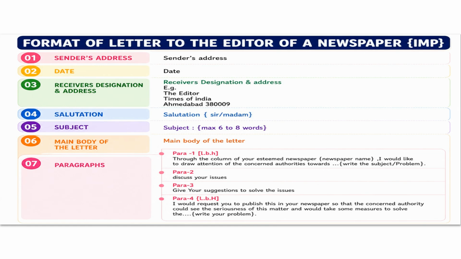Then we come to the main body of the letter. Now when we write the main body of the letter, paragraph number 1 you have to write exactly as I showed on the screen. You have to learn paragraph number 1 and you have to learn paragraph number 4. When you are writing a letter to the editor, I need the same lines in your answer sheet. For example, paragraph number 1, how will we start? Through the column of your esteemed newspaper.